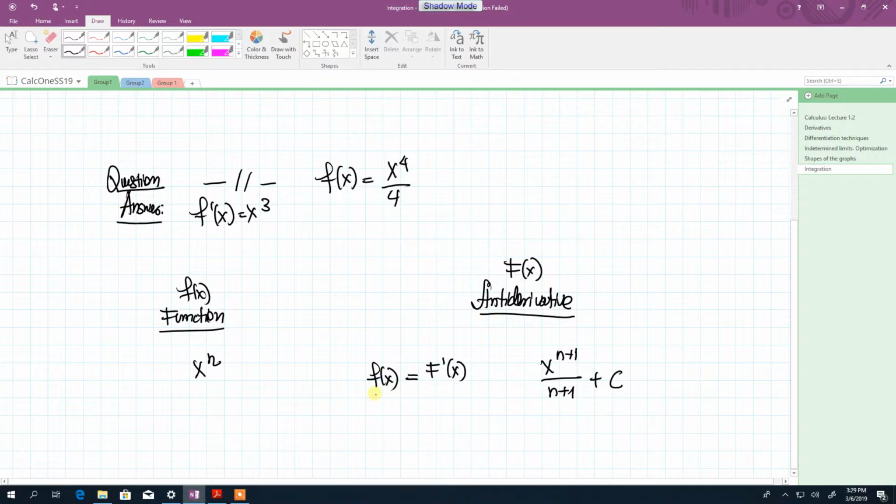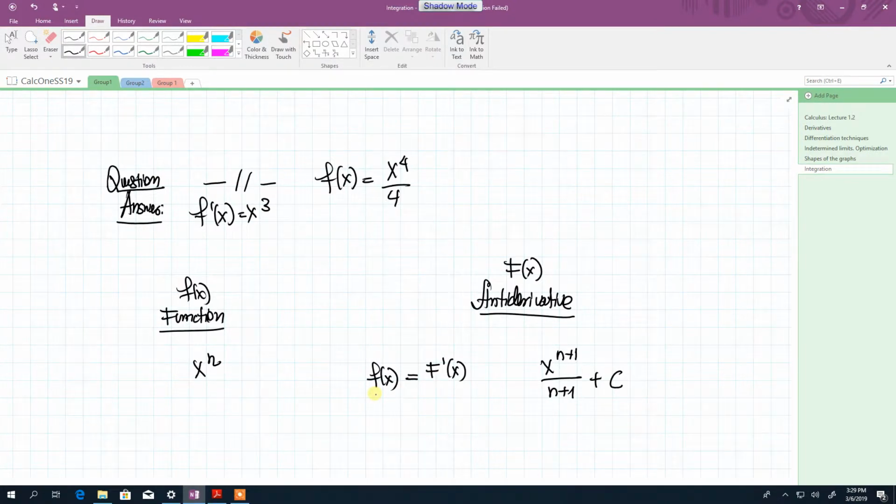So I'm telling you the answer. The answer is x to the power of n. Tell me the question. You need to make the question. So what is the derivative of x to the power of n plus 1 divided by n plus 1? This is x to the power of n, right? You can always check this.